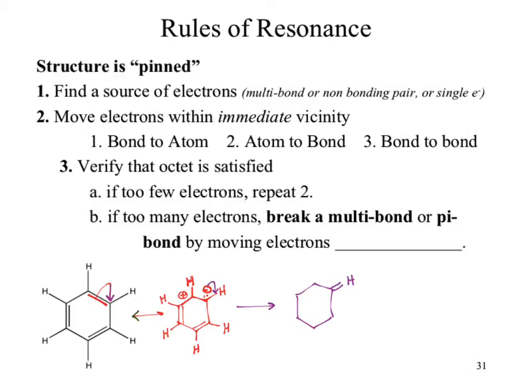Hydrogen has too many electrons. So I'm not in the too few electrons, I'm in the too many electrons. If I'm in the too many electrons, what I will do is break a multiple bond. Okay. Well, the hydrogen's the problem. Does it have a multiple bond? Yes. Where's that multiple bond? Right there. Okay. So that's a problem. I need to satisfy it.